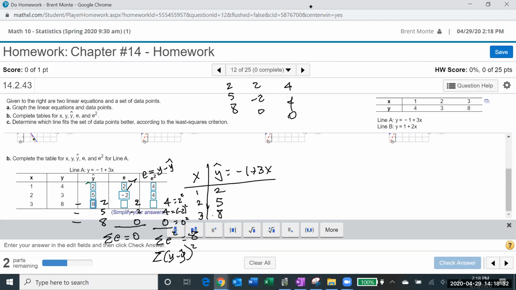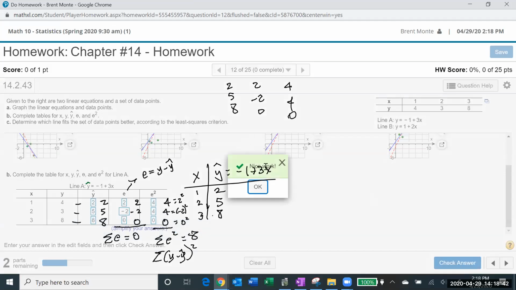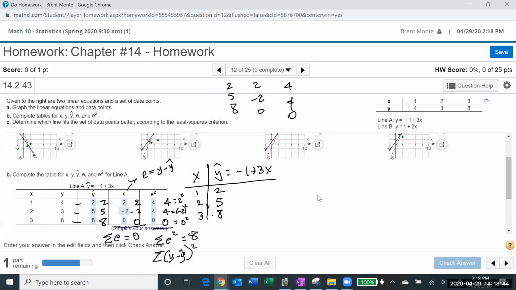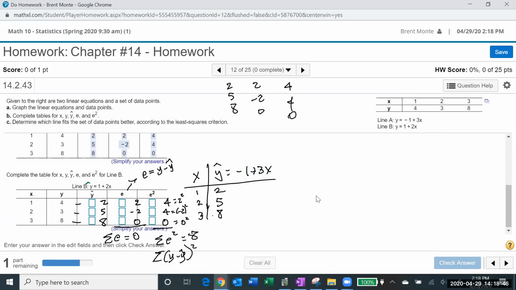The predicted value was 8. The error was 0, and so the error squared was 0. And now we can check our answer. Hey, we got it all right. All right, so let's do the same thing for this next one.